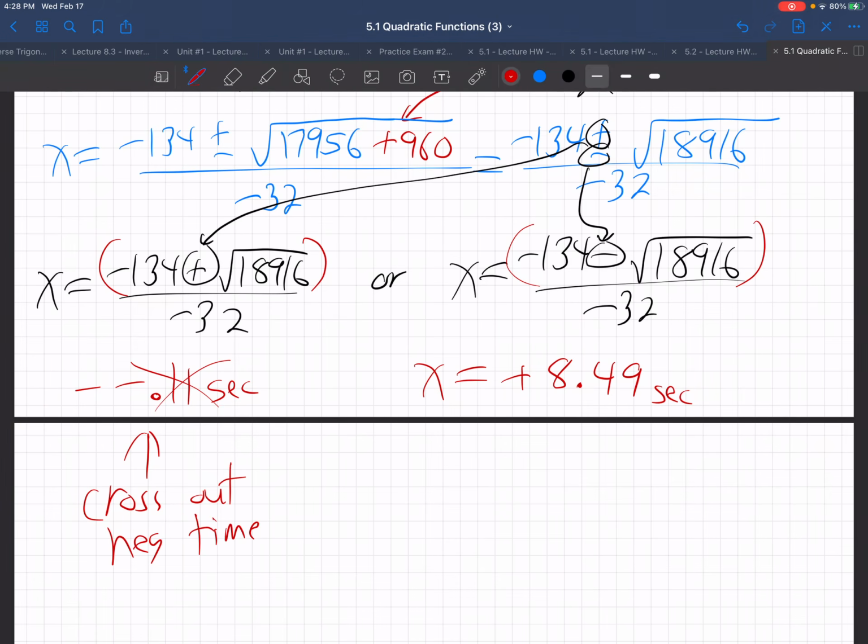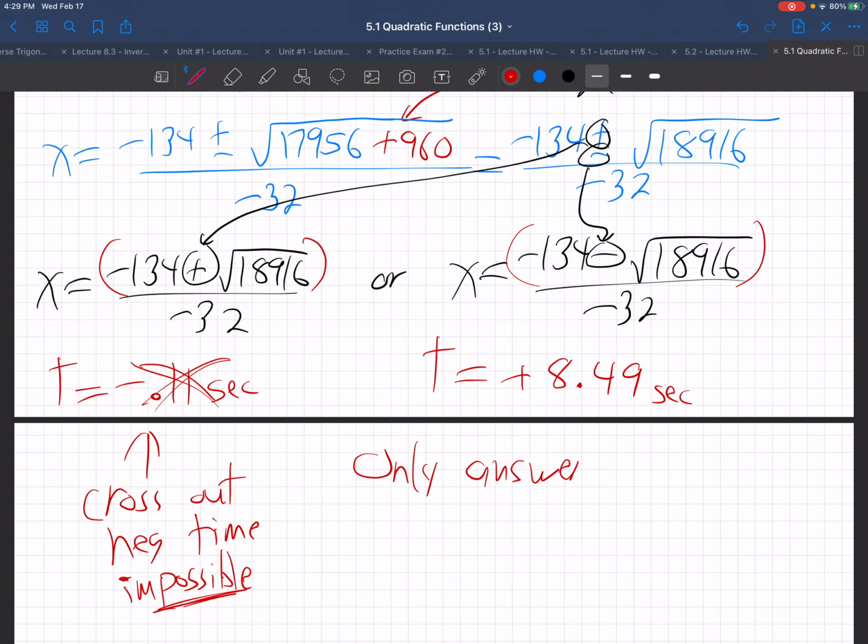I kept saying x, but these are both time. And cross out negative time, it's impossible, right? You can't go back in time. Math is made up to help us do things that are real, but sometimes math goes beyond reality. Negative time is impossible. You cross it off. The only answer is t equals 8.49 seconds.